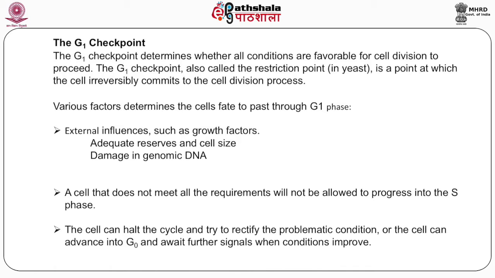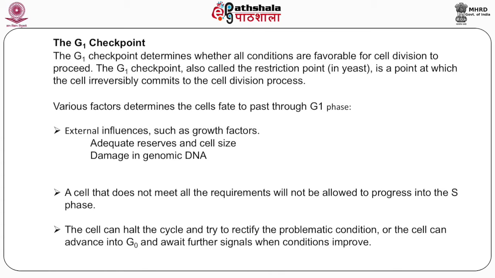The G1 checkpoint determines whether all conditions are favorable for cell division to proceed. The G1 checkpoint, also called the restriction point in yeast, where it was first discovered, is a point at which the cell irreversibly commits to the cell division process. External influences such as growth factors play a large role in carrying the cell past the G1 checkpoint.